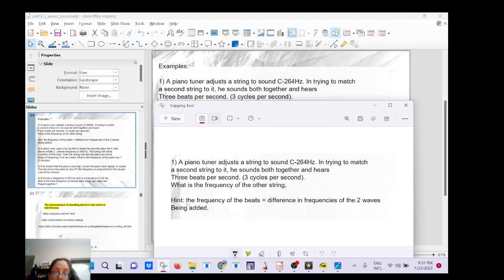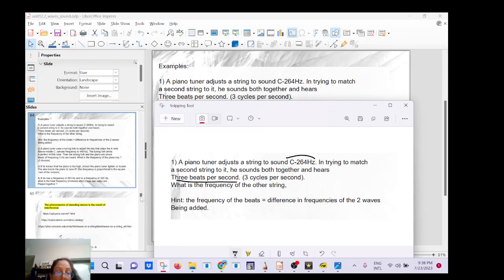So a piano tuner adjusts a string. You make a string sound like a C, 264 hertz. So that's close to a middle C for piano. And the beats, he gets 3 beats per second. So that means 3 beats per second.